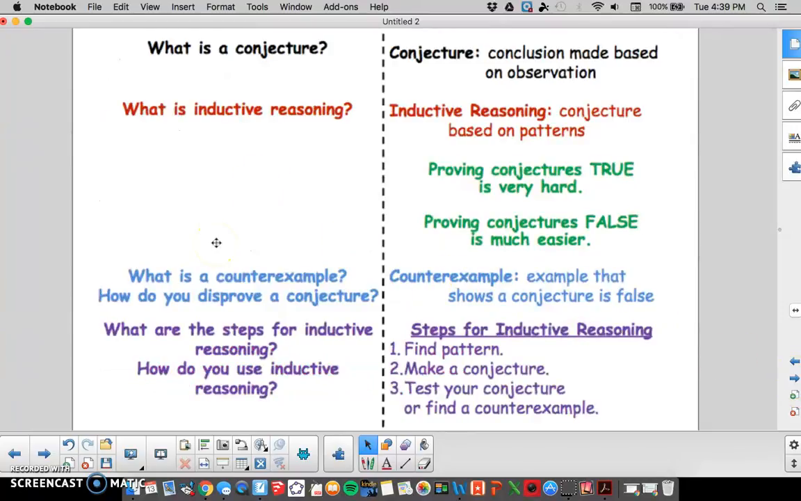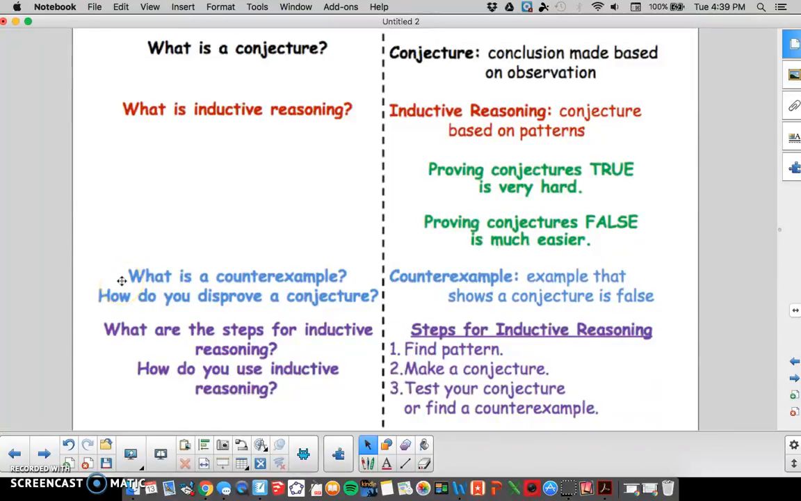Okay, so here's kind of where we are so far. We've talked about what is inductive reasoning, what is a conjecture, and now we're going to move into how we actually prove things true or false. Okay, these green statements right here, proving conjectures is very hard. So when we're trying to prove something true, we have to consider every single case. Proving conjectures false is so much easier because all we have to do is find one case where something is untrue.